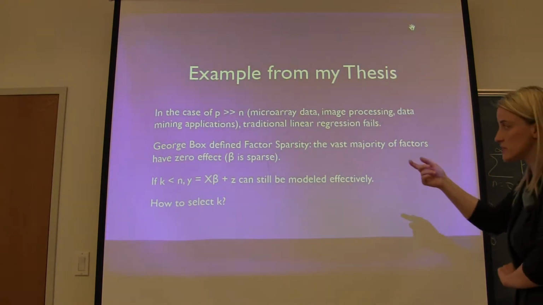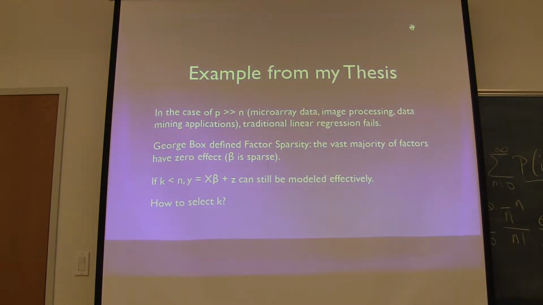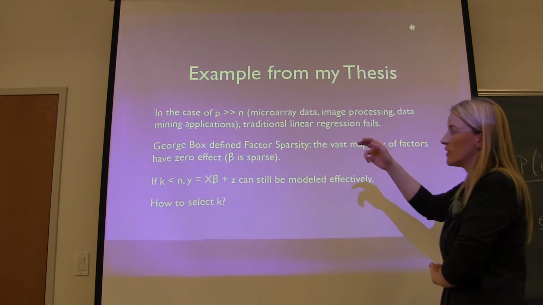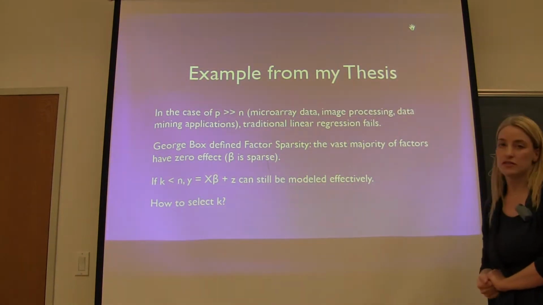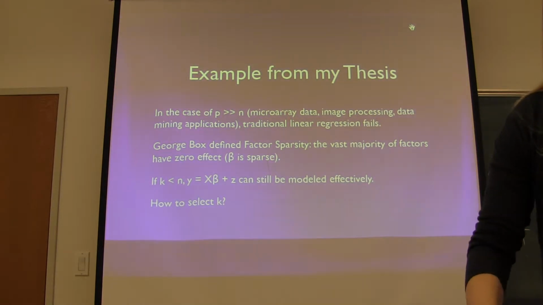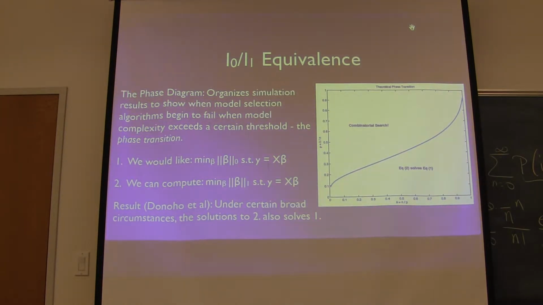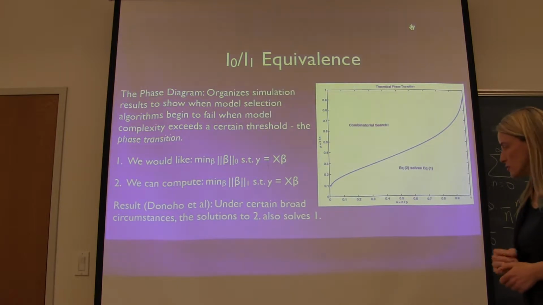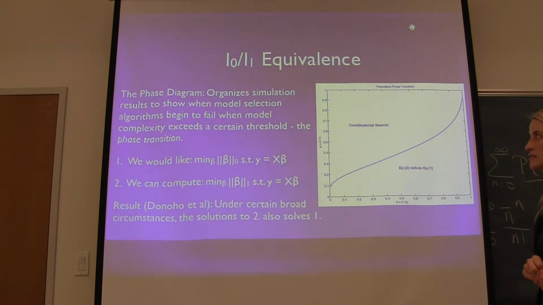So what we wanted to do is estimate for some k that's less than the number of observations that we have, come up with some linear model y equals x beta plus some noise. So the question was, how do we select k? So what we did is I leaned on some work of my advisors who found an interesting result. So the first thing we did is we developed this phase diagram to present the results.